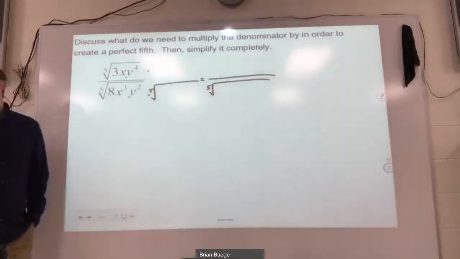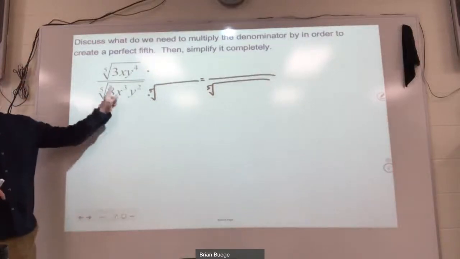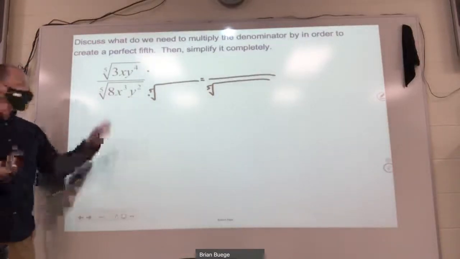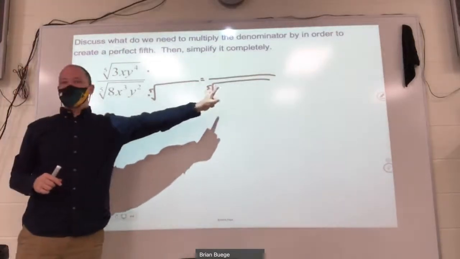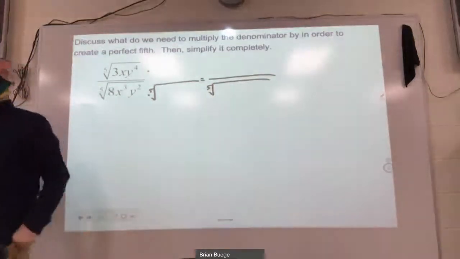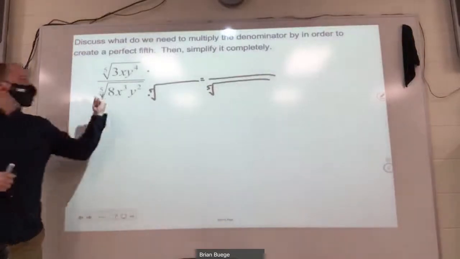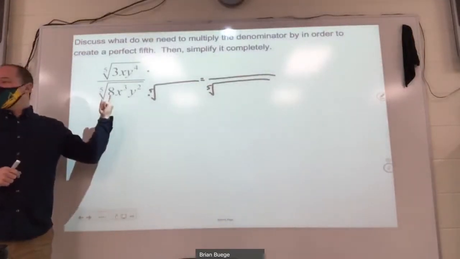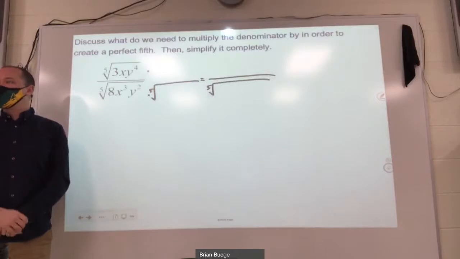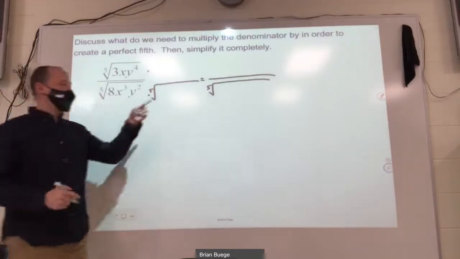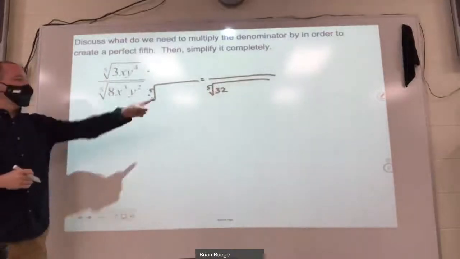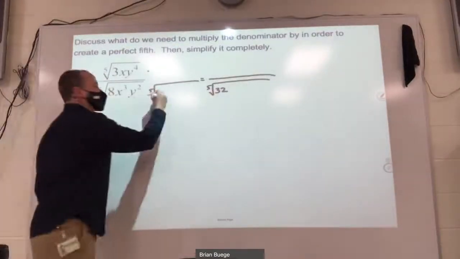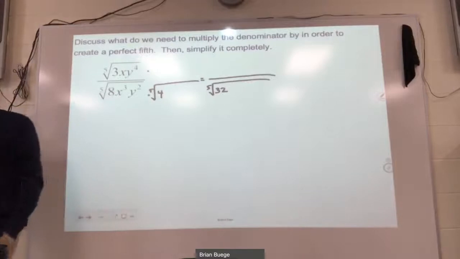So the question is, the fifth root of what? We'll go with x's and y's, okay? If I want to end up with a perfect fifth, take a look at your perfect fifth column on your chart. What's a perfect fifth that 8 is a factor of? 32. So I want to end up with the fifth root of 32, which means in order to get there, I need to multiply by the fifth root of 4.